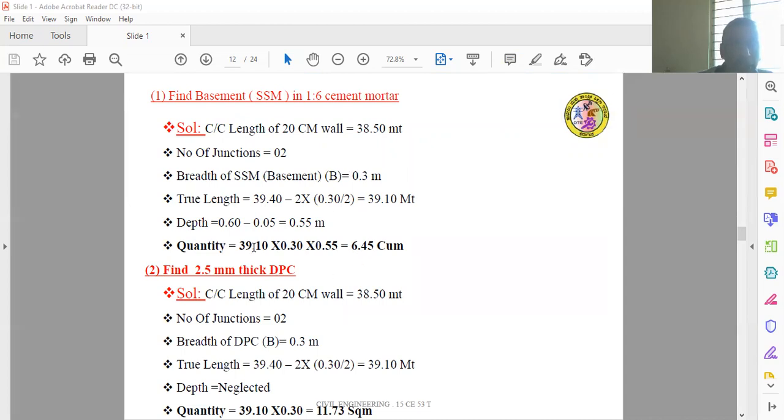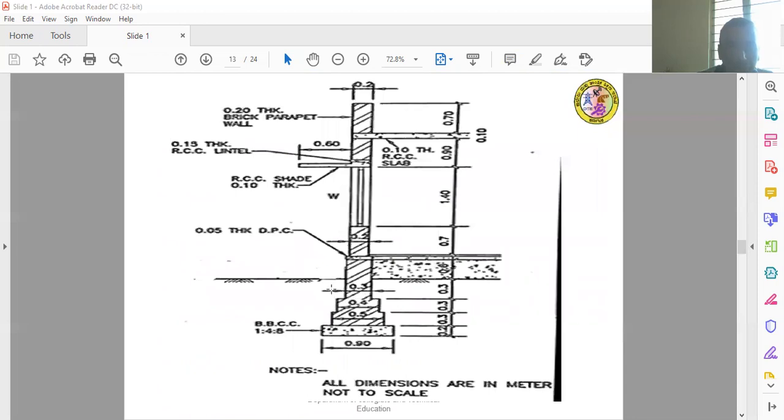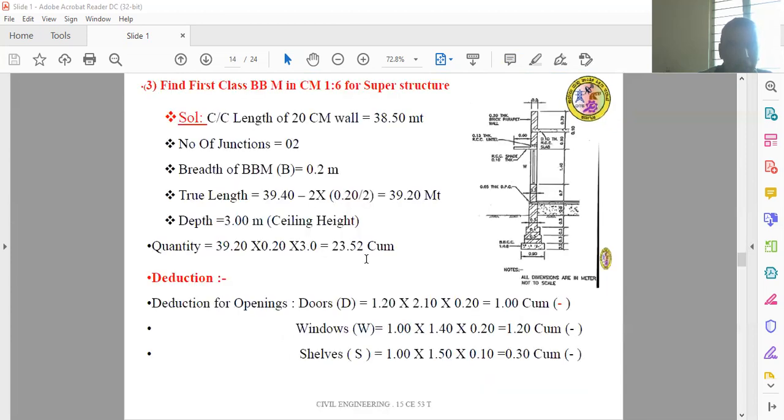Then after finding the basement, you can easily find out the DPC, 2 centimeter thick. You have to find it by knowing the center to center length is 38.4 meter, the number of junctions is 2, and the breadth of DPC obtained from the cross section is 0.3 meter. Then the quantity of DPC is 11.73. Here the unit of the DPC is taken in square meter. You have to neglect the thickness of the DPC; only consider the length and breadth of the DPC.